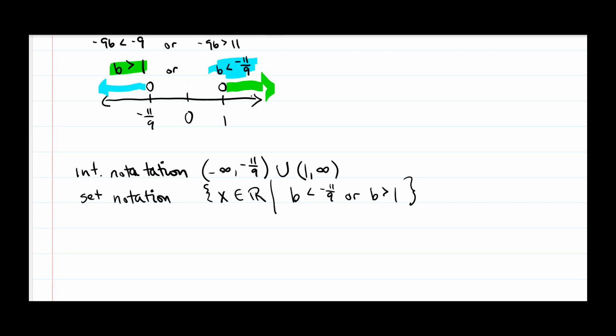So that order, b is less than negative 11 over 9, the part that's on the left, is going to go first, and the part that's on the right will go second. All right, so that'll be the set notation for that. And that goes along with this piece right here being on the right, and this piece right here being on the left. So those pieces go together when you write your interval and set notation.